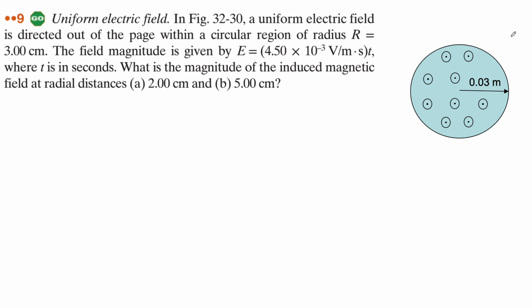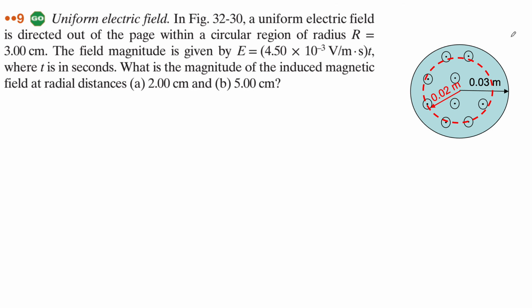So in question number 9, we have a uniform electric field that's directed out of the page in a circular region of radius 3 centimeters. You'll see it drawn over to the side. The field magnitude is given by this expression, 4.5 times 10 to the minus third times t, where t is in seconds. What's the magnitude of the induced magnetic field at a radial distance of 2 centimeters and 5 centimeters?